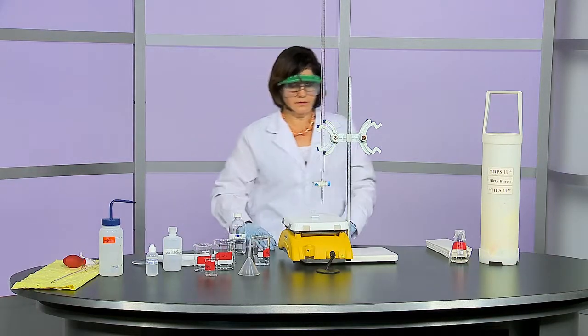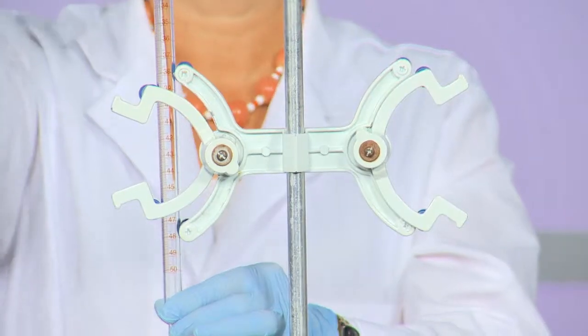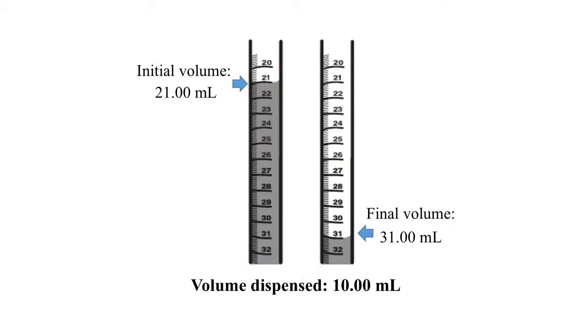Let's take a close look at the burette. Notice that the graduations decrease up the length of the burette to show volume dispensed. Consider this example. The location of the bottom of the meniscus before starting the titration is at 21.00 milliliters. This is called the initial volume. Once the titration is complete, we read the meniscus again. It is at 31.00 milliliters. This is called the final volume. The difference between the final volume and the initial volume, 10.00 milliliters, is the volume dispensed.